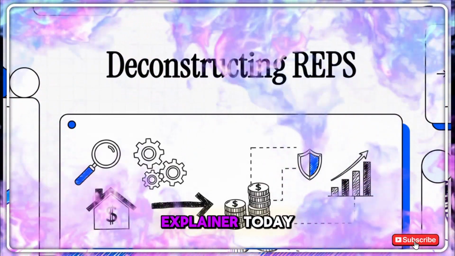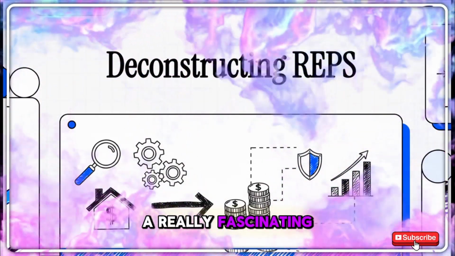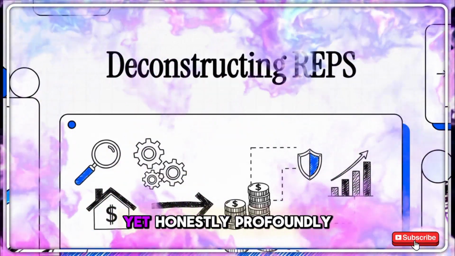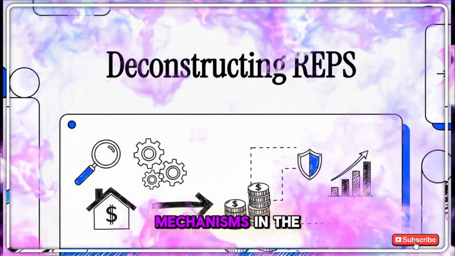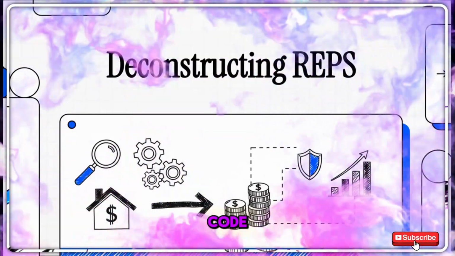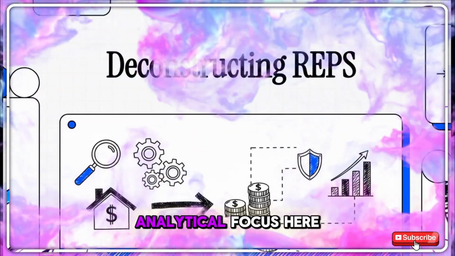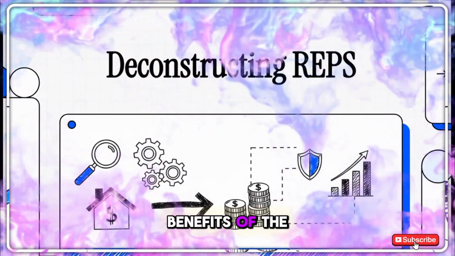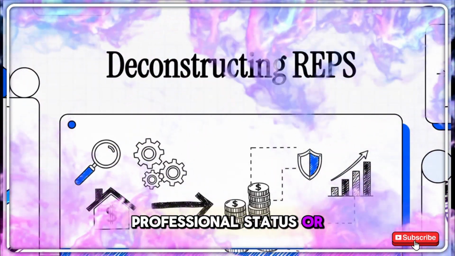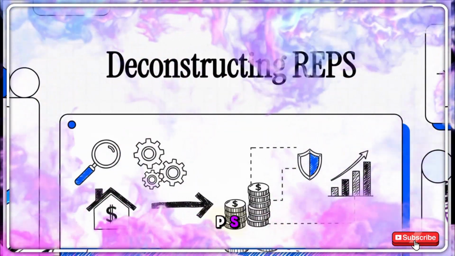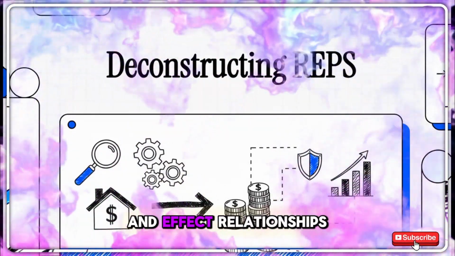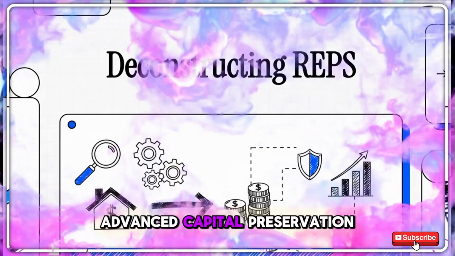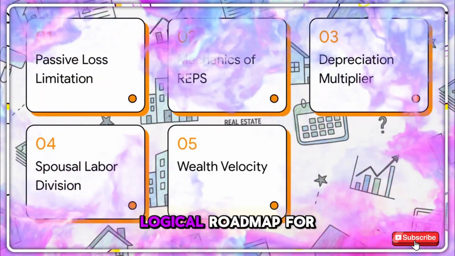Welcome to the Explainer. Today, we're cracking open a really fascinating anonymous expert report to completely deconstruct one of the most powerful, yet honestly, profoundly misunderstood mechanisms in the entire US tax code. We're going to establish a deep analytical focus here. We want to dissect the strict mechanical and financial benefits of the real estate professional status, or as it's commonly known, REPS. We're looking exclusively at the cause and effect relationships that make this specific status an absolute game changer for advanced capital preservation. So here's our logical roadmap for today.